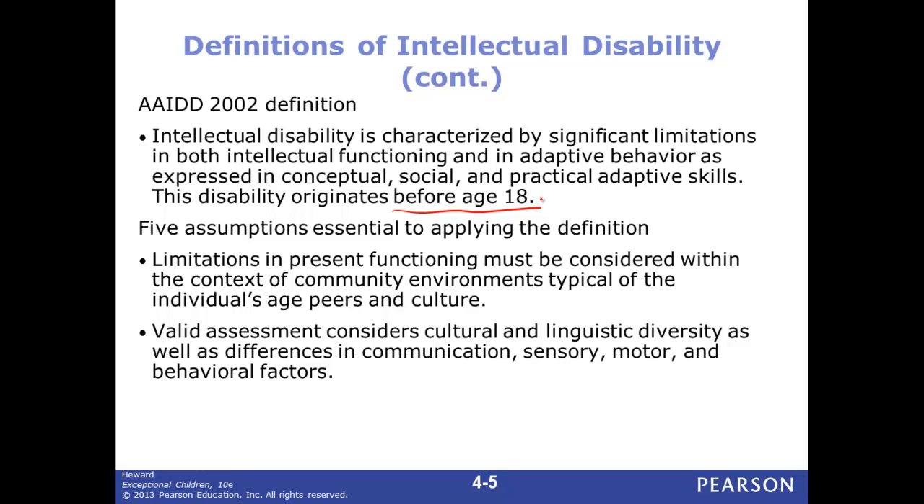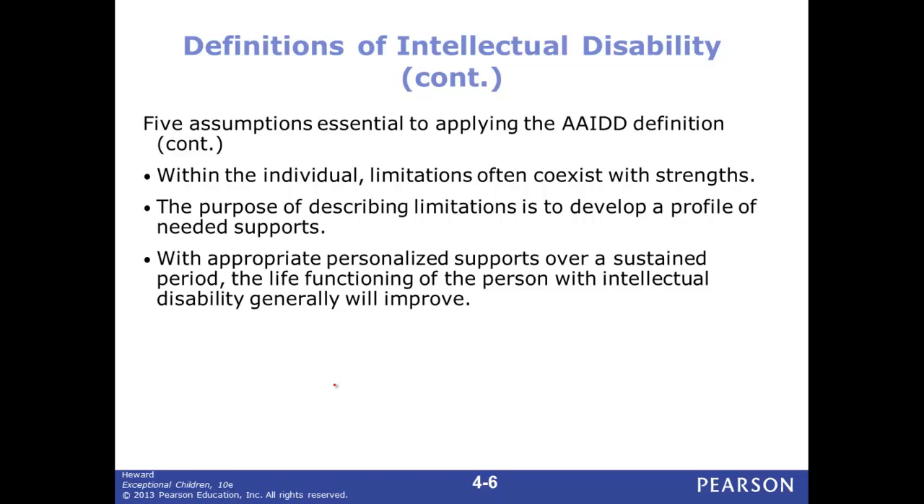Limitations in present functioning must consider the community context. And that's their thing, it isn't their IQ, but how do they function in the community? Valid assessments consider cultural and linguistic diversity, as well as differences in communication and sensory. So there's a little bit different that way than IDEA. So the individual's limitations often coexist with strengths. Purpose of describing limitations is to develop a profile for needed supports, and that's what they're all about. Only using these to determine what supports they need. With appropriate personalized supports over a sustained period, the life functioning of the person with intellectual disability generally will improve.